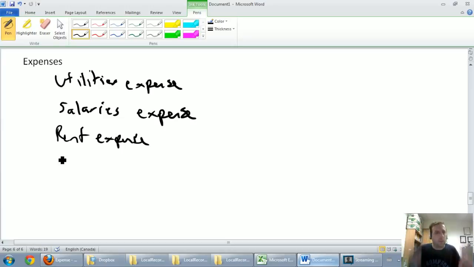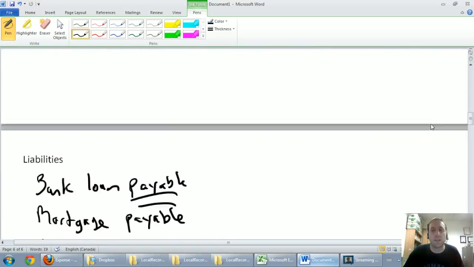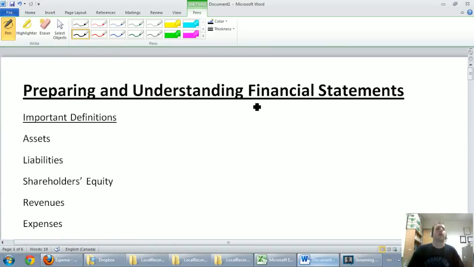So when I think of revenues, I think earn. I think money coming in. It's not always going to be tied to cash, as we'll talk about later. Expenses are those costs of doing business. So a few common ones are utilities, salaries, and rent, but there are hundreds of expenses, as you can well imagine.